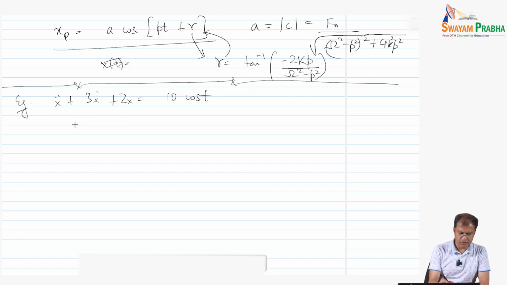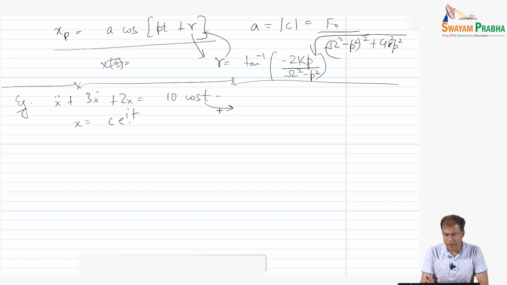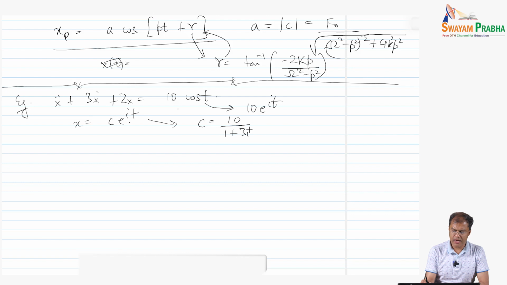We quickly see that we assume x has a solution of the form c times e to the power it. Why it? Because the complex analog of the right hand side is 10 e to the power it. When we solve, we find that c comes out to be 10 over 1 plus 3i, which is 10 times 1 minus 3i over 10. From here we can find the particular solution.